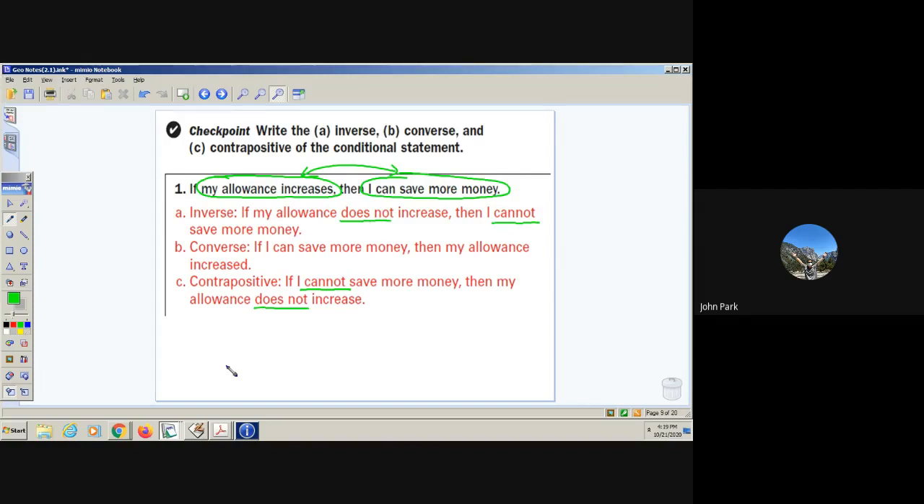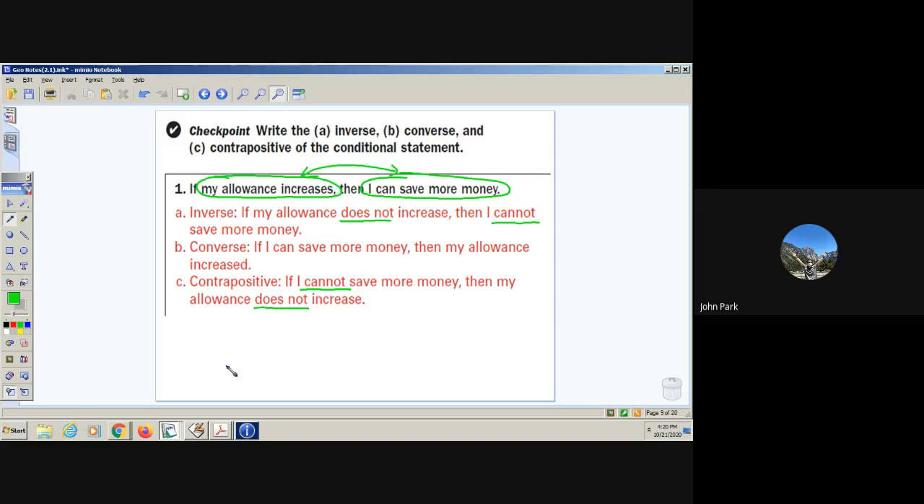So you've got the original statement, which we call the conditional statement. You could put a not in it and make it into an inverse statement, or you can just switch the two sides and make it into a converse, or you could do both of those and make it a contrapositive. So you should be able to take any statement and change it around like this.